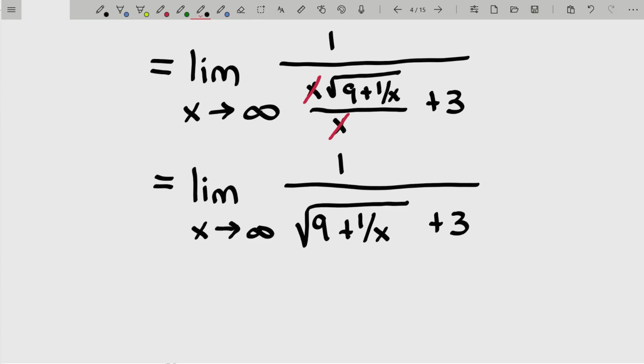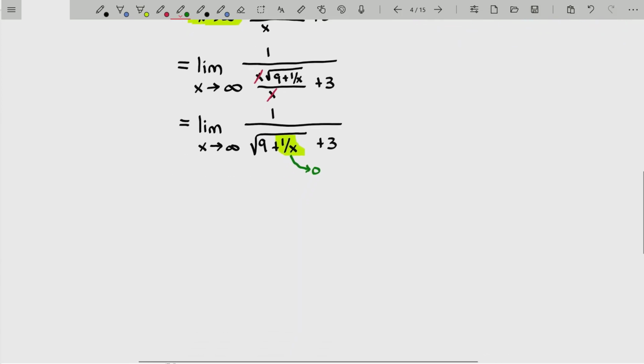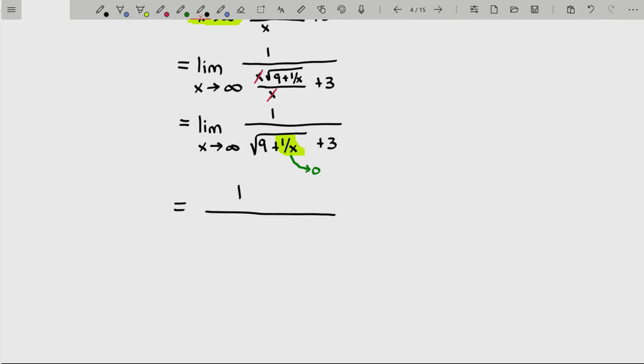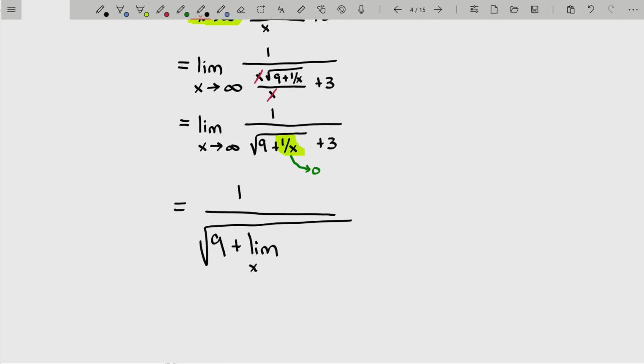Now, we have a theorem we just learned. If you have 1 over x, let me highlight it, and the power on x is a rational number, and x is going to infinity, that piece right there is going to 0. Now, there are several rigorous ways of writing this. I know some instructors who will force you to do the following. They'll say you have to write this as 1 over the square root of 9 plus the limit as x goes to infinity of 1 over x. I didn't need that square root that large, I guess.